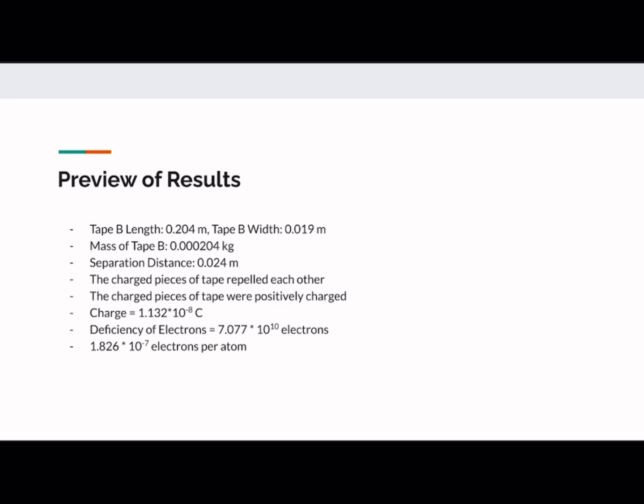And I found the charge on the tape to be 1.132 times 10 to the negative 8 coulombs, which meant that it was deficient of 7.077 times 10 to the 10 electrons. And this corresponded to a ratio of 1.826 times 10 to the negative 7 electrons per atom.